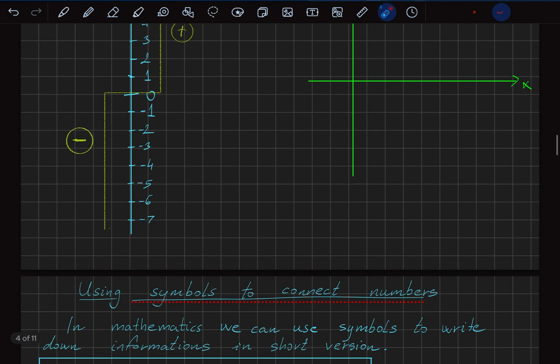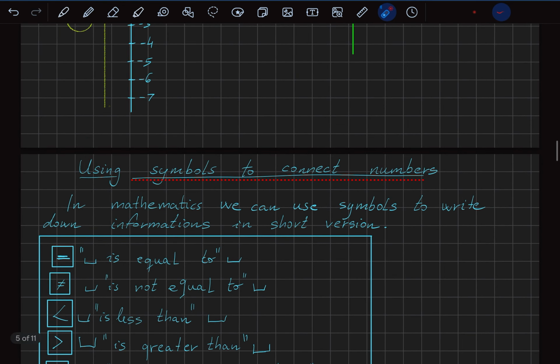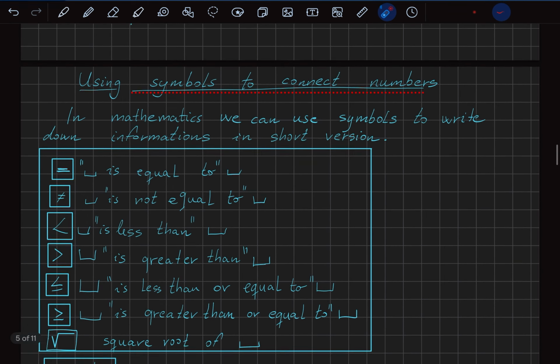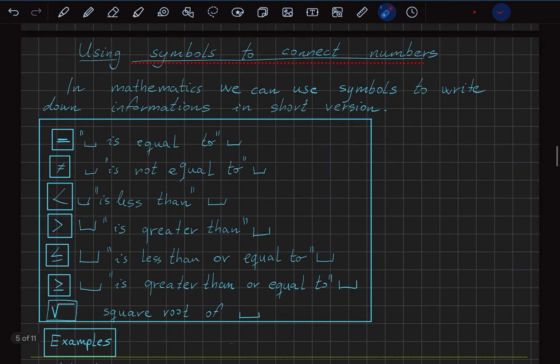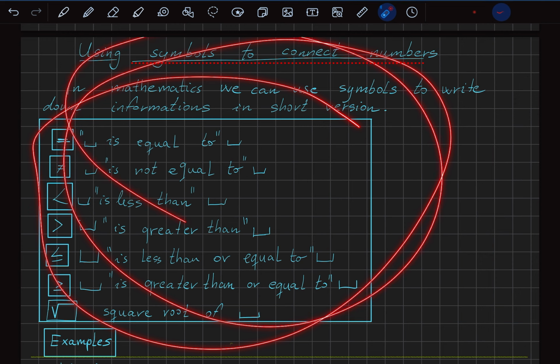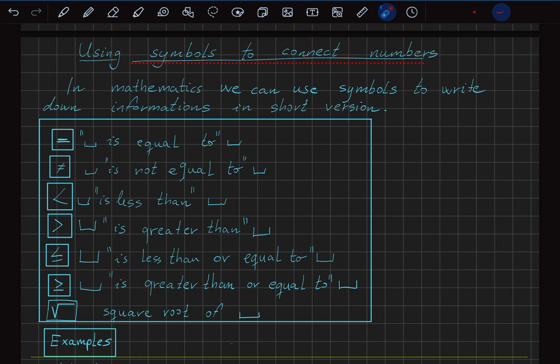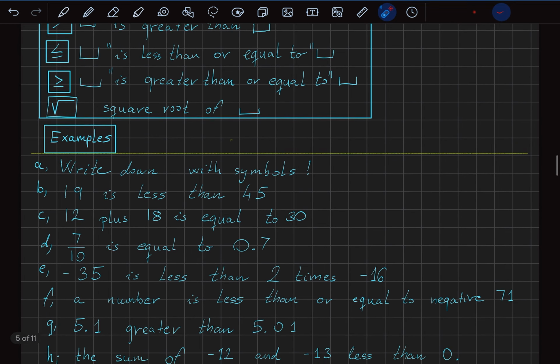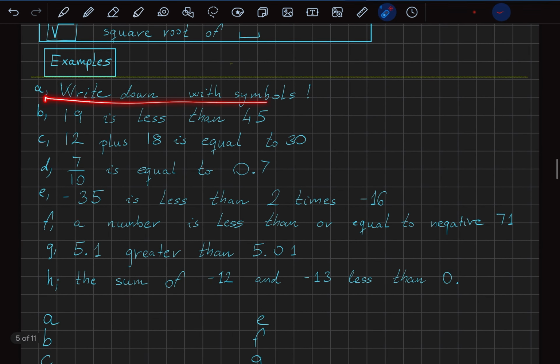Next one. Using symbols to connect numbers. In mathematics, we can use symbols to write down information in a short version. It's really important. If we have word problems, this is what we will use. Basically, we will translate the word problem into mathematics. Okay, examples. Write down with symbols.